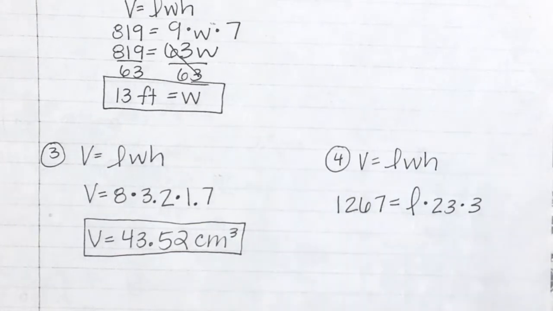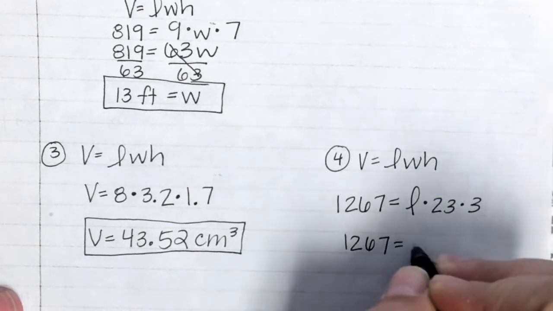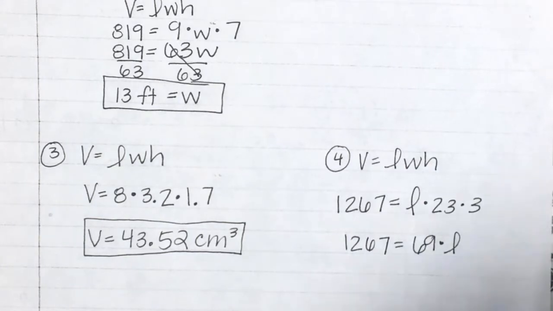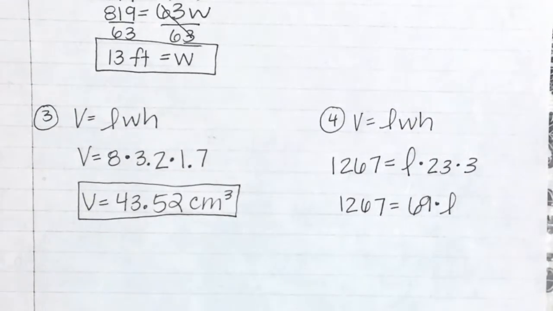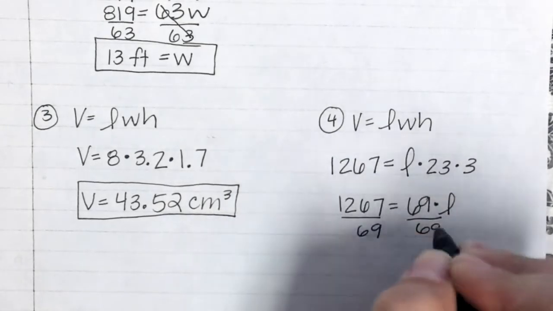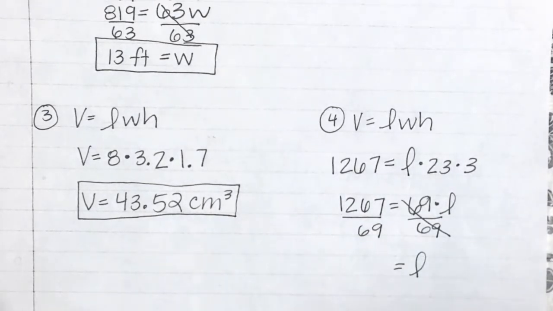What can I take care of at this point? I can go ahead and multiply 23 times 3. So that is 1,267 is equal to 69 times the length. What kind of equation do I have at this point? Multiplication, but you're right. We're going to undo it with division. So we're going to divide both sides. So the length would be equal to, what'd y'all get?